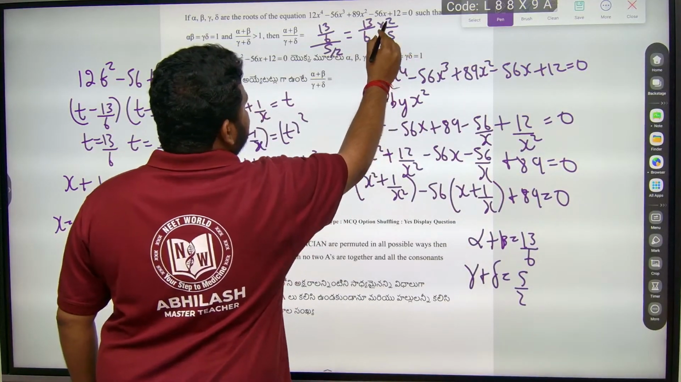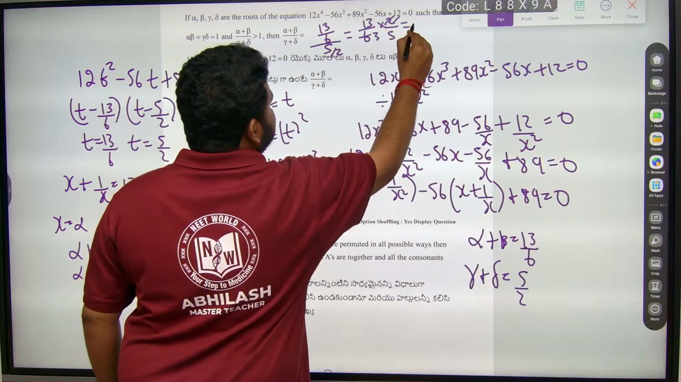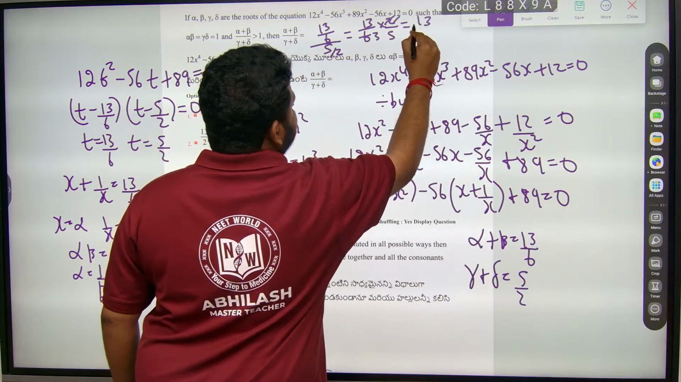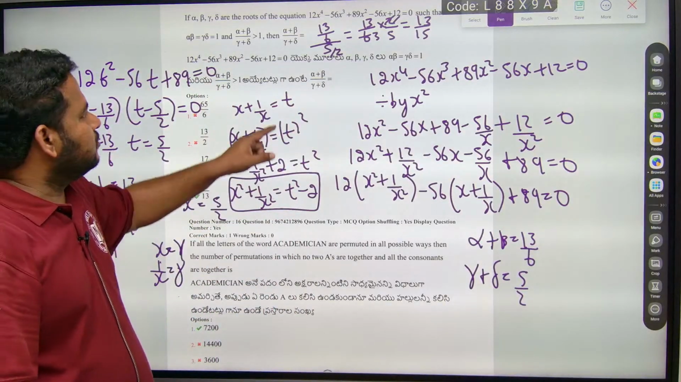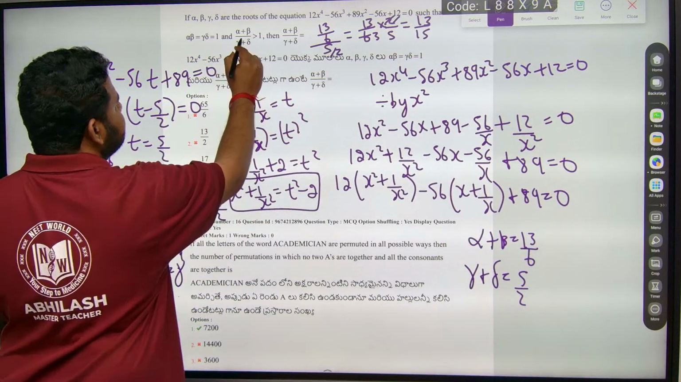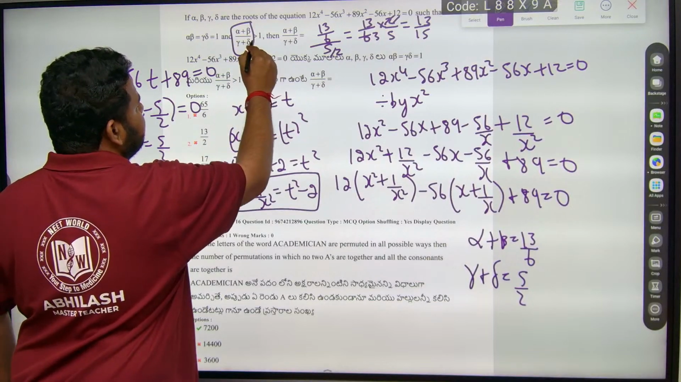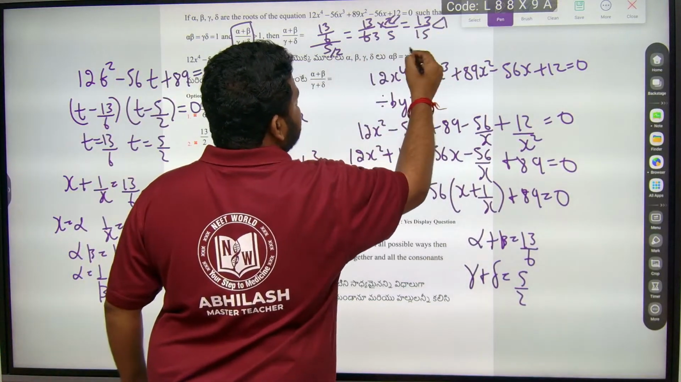What I will get here? 2 1s are 2, 3s are 3. So this is nothing but equal to 13 by 5 3s are 15. Okay, is it done? Can I write it as 13 by 15? No, because they are telling alpha plus beta by gamma plus delta should be greater than 1, but this is less than 1. So what should I do?